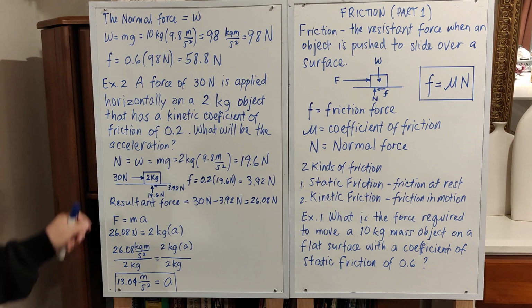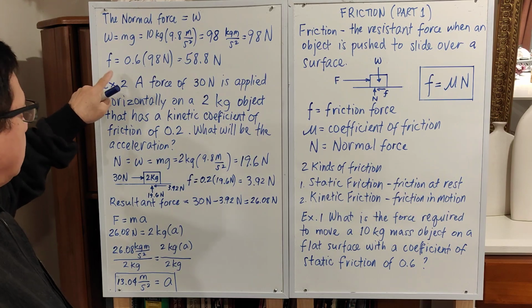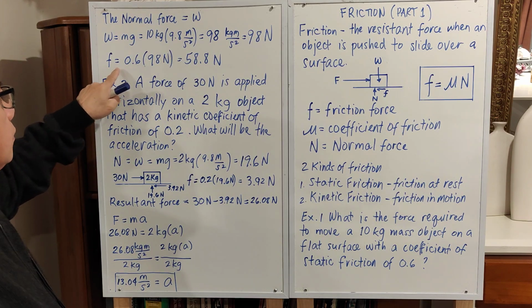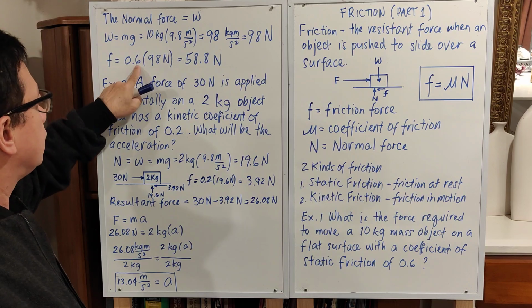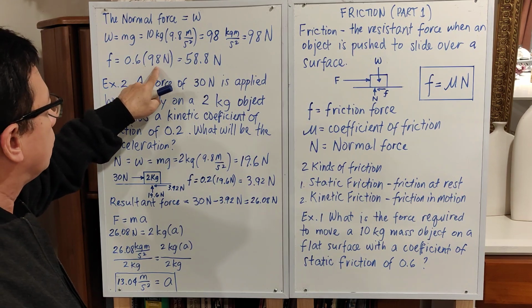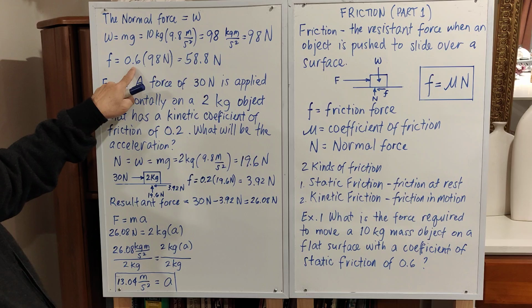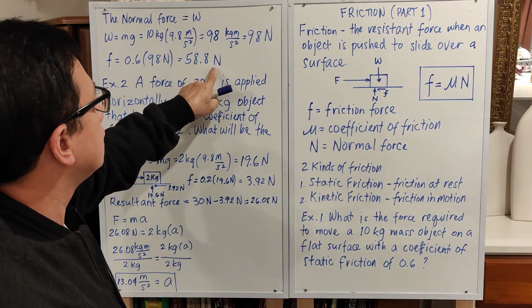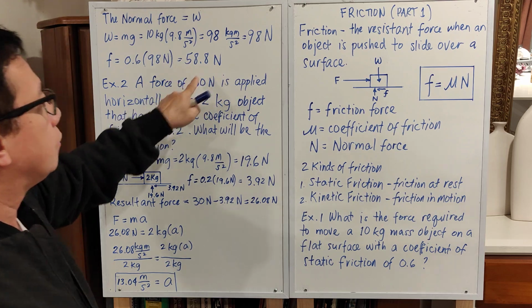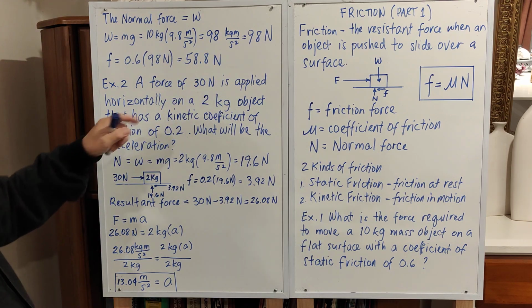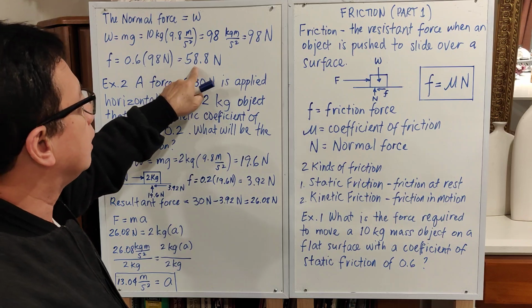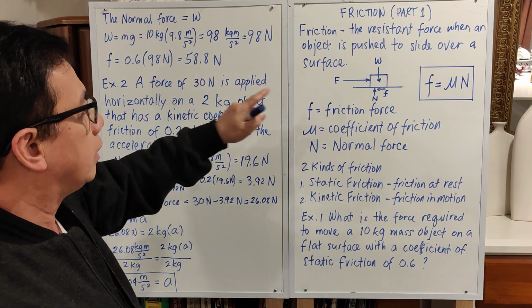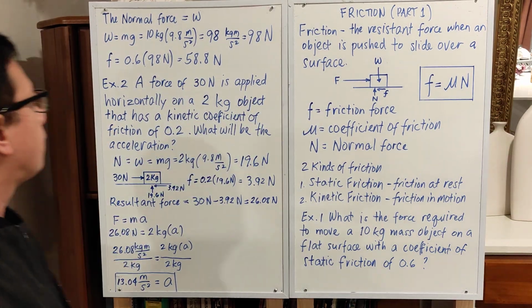Now next we compute for the friction force. So the friction force is equal to the coefficient of friction times the normal force. So 0.6 times 98 newtons is 58.8 newtons. So this is the friction force. So the force we require will be slightly higher than this friction force in order for the object to move.